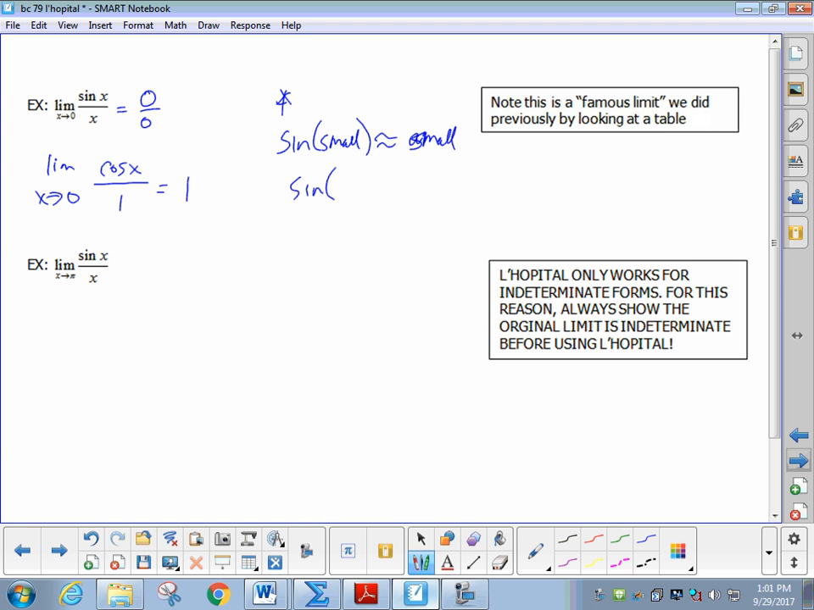For example, if I said, what's the sine of 0.2? I'd say, oh, it's about 0.2. And look at it in your calculator. If you do sine of 0.2, you'll see it's doggone close to 0.2. Sine of 0.2 is 0.198.